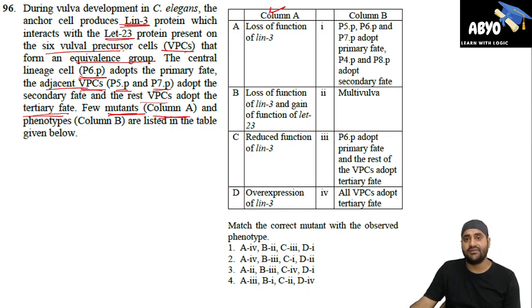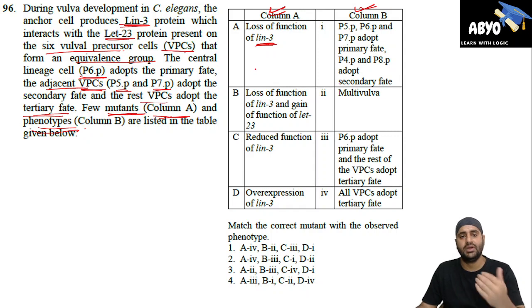A few mutants are in column A, and the phenotype results are in column B, listed in the table. You have to match the columns. That is very simple. Loss of function of lin-3 protein. What do you think? All VPCs adopt the tertiary fate. Obviously, when the Lin-3 protein loses its function, by default they tend to develop into hypodermal cells, and the production of hypodermal cells is a result of tertiary VPCs. So A with 4. A with 4, we have these two options.